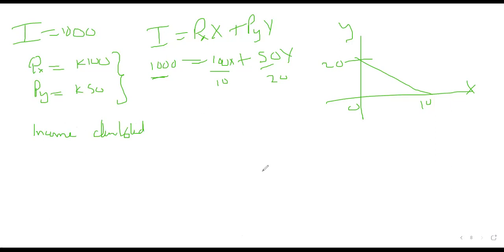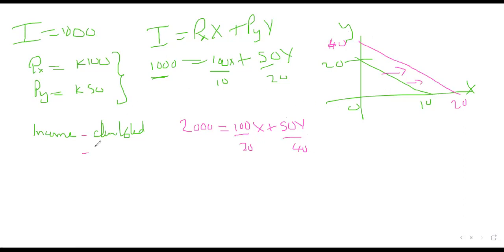From 1,000 to 2,000, what becomes our new budget line? 2,000 is equal to what? 100X plus 50Y. To illustrate this, we divide 100 into 2,000, we get 20. 50 into 2,000, we get 40. So as you can see, there's a scalar increase here, from 20 to 40, from 10 to 20. So there is a shift in the equations.